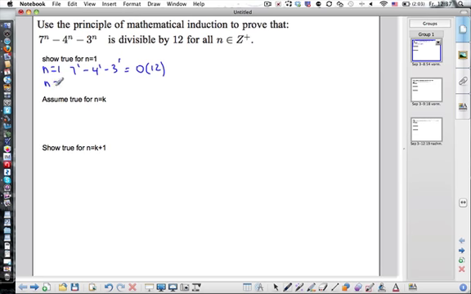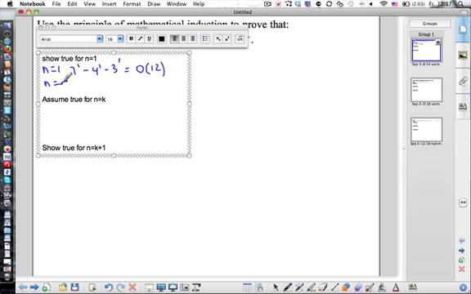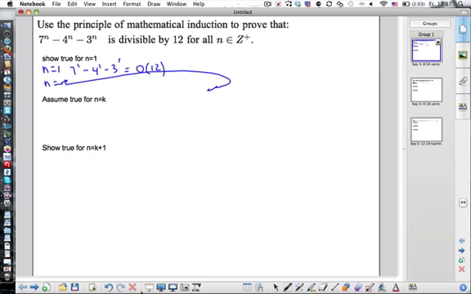Let's just go ahead and do it for n equals 2 to be convinced. n equals 2. We get 7 squared minus 4 squared minus 3 squared. So that's 49 minus 16 minus 9. I think that's 24, which is 2 times 12.